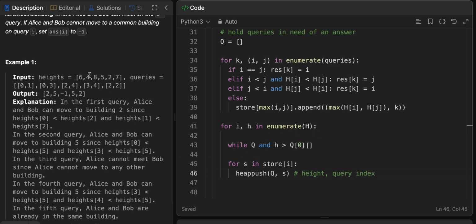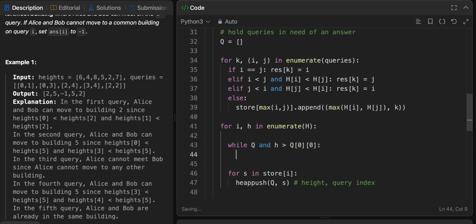So think about it like this. This would have 6 here. And then, okay, we move on to the next guy, which is 8. Is this greater than which one? This is the top one. So this first value is the one I want, the height. Okay, great. This is looking good. So we know we have an answer if this is true. We found a building bigger than these two guys.